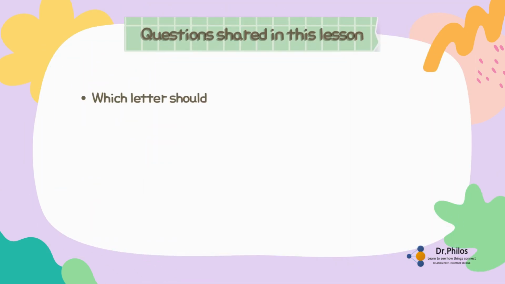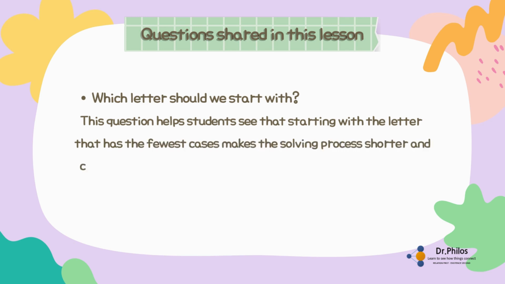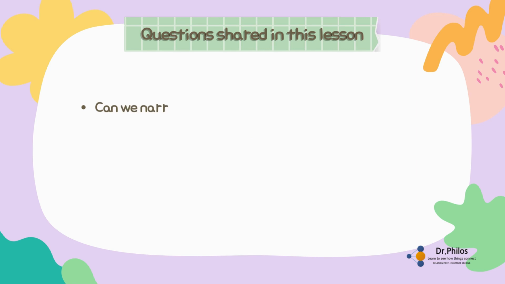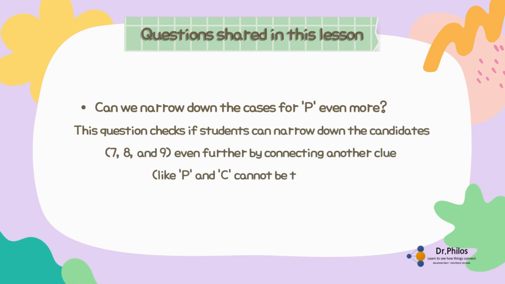Which letter should we start with? This question helps students see that starting with the letter that has the fewest cases makes the solving process shorter and clearer. Just picking a good starting point can change how fast they solve the problem. Can we narrow down the cases for P even more? This question checks if students can narrow down the candidates even further by connecting another clue.